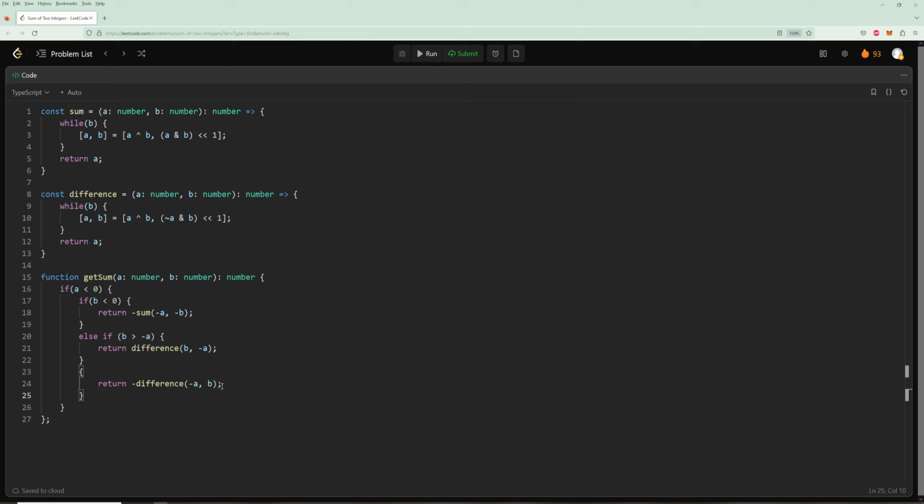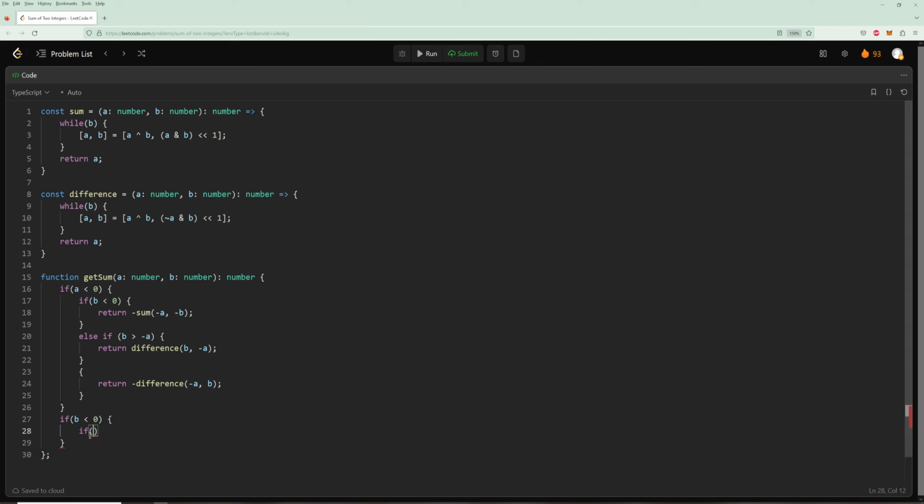So now that's everything for a, right? Those are all the combinations you can have. You can have, if they're both negative, if a is bigger or if a is smaller. Now we do the same thing for b, except we can skip a few. So very similar code here. You could probably make this a little bit shorter, but it's fine.